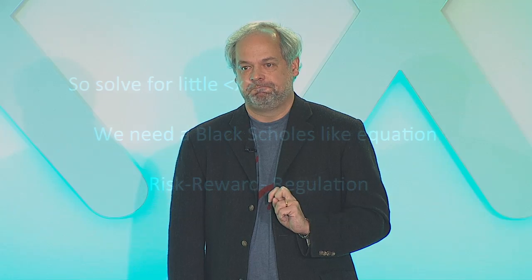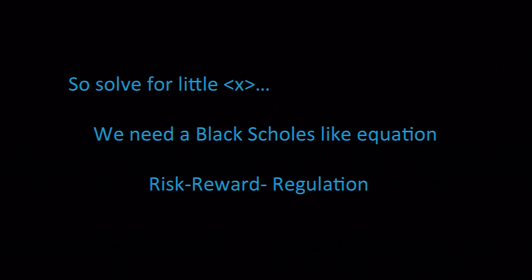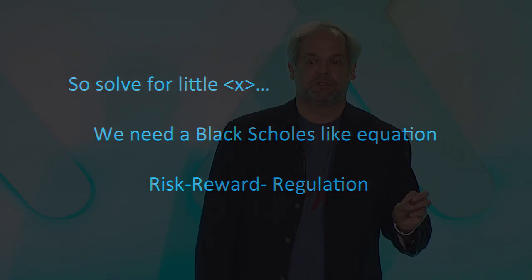Here's my desire. Let's use all you math geniuses out there, and let's use everybody in the world to begin to create a relatively simple Black-Scholes-like equation that begins to measure for technology, let's start with pharma, but for other technologies, the risk, reward, and regulatory costs, and put them on one sheet so that when something comes in before Congress, there's a pressure on the other side to act.